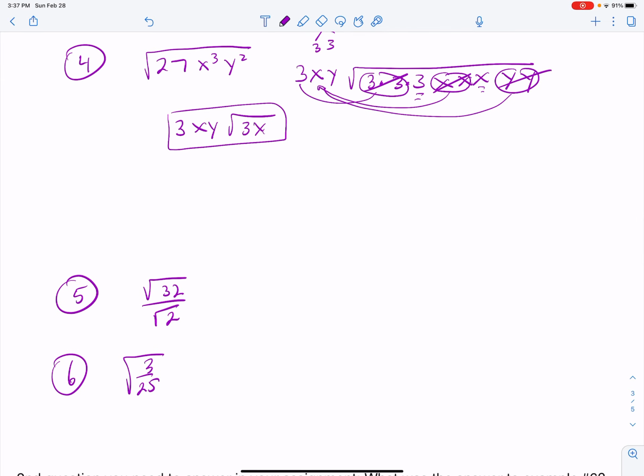Number 5 is not simplified because we have a radical in the denominator. So the first thing we want to try to do, we can't have that radical 2 or that square root of 2. So what we can do is use our law of division. It's the square root of 32 divided by the square root of 2, or we can say that's the same thing as the square root of 32 divided by 2, which gives us the square root of 16, which is 4. Okay? That's kind of nice. Worked out nice and neat for us.